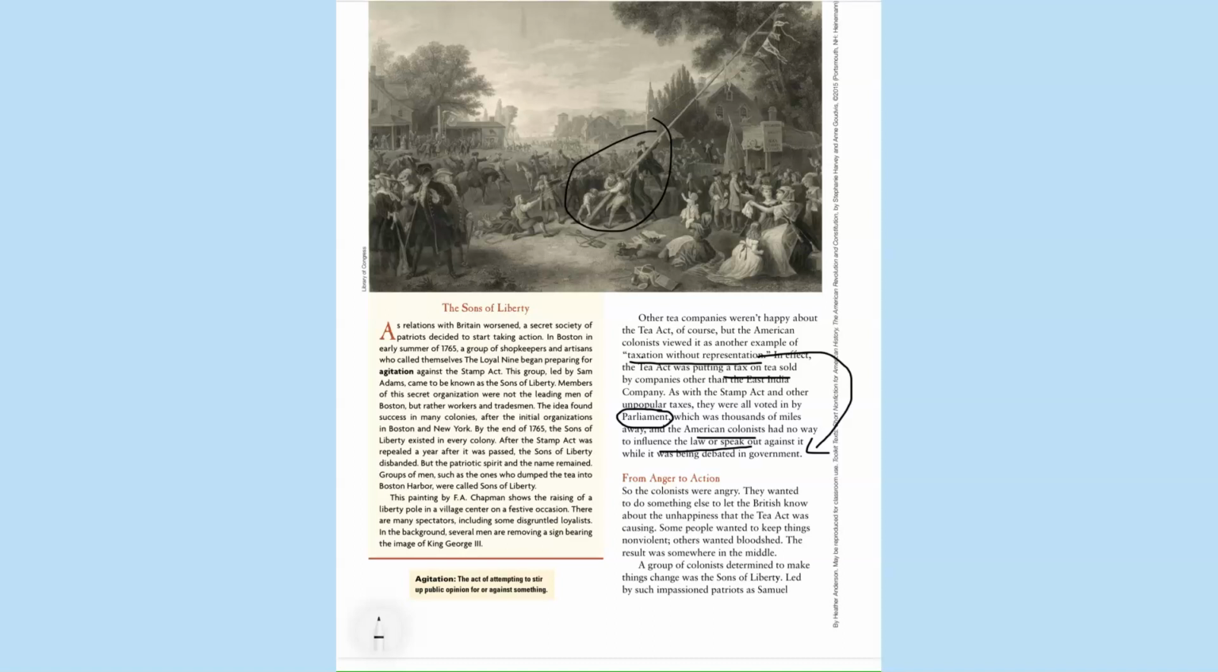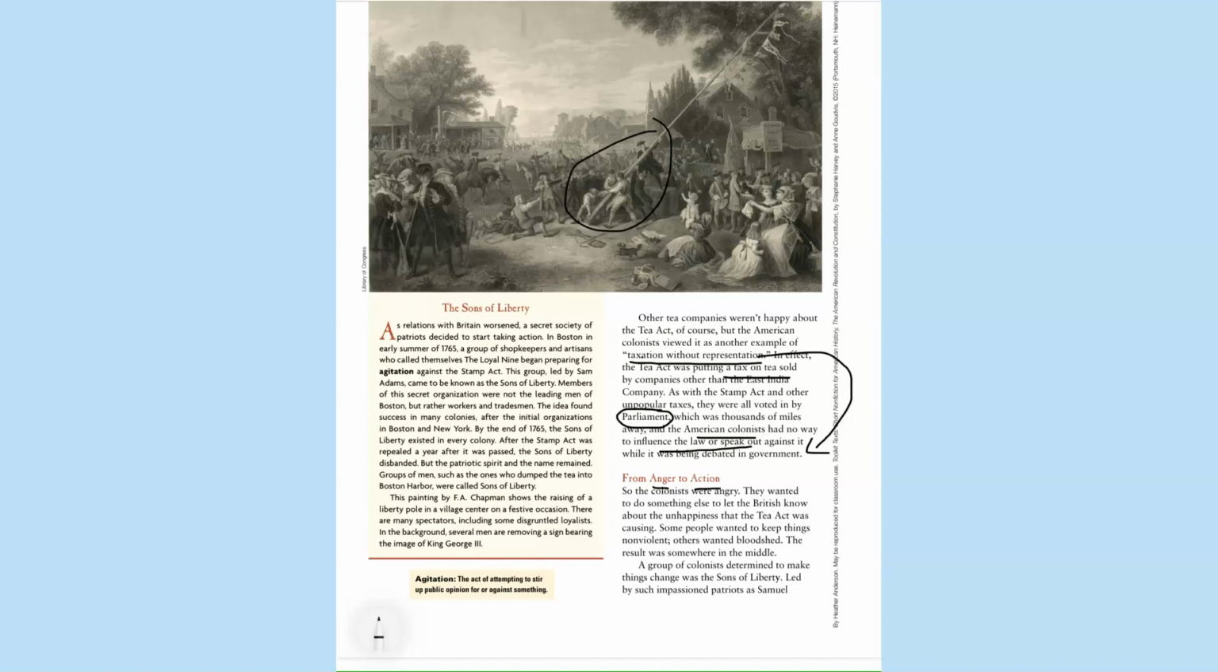Let's continue reading. From anger to action. So they're angry. Let's see if they're going to take action now. So the colonists were angry. They wanted to do something else to let the British know about the unhappiness that the Tea Act was causing. Some people wanted to keep things non-violent. Others wanted bloodshed. The result was somewhere in the middle.